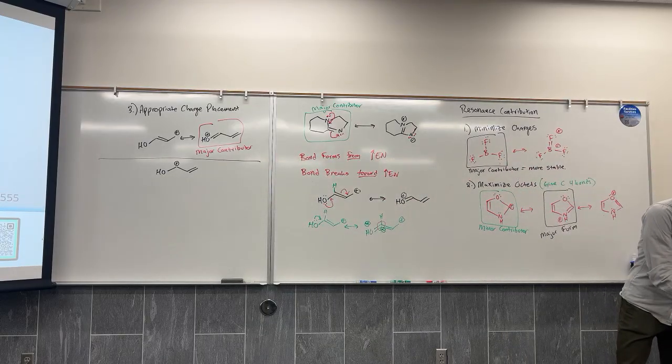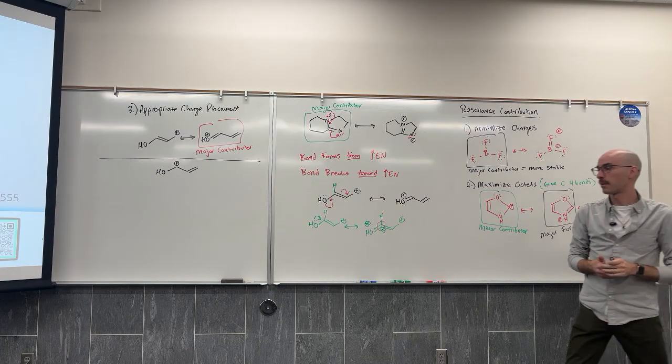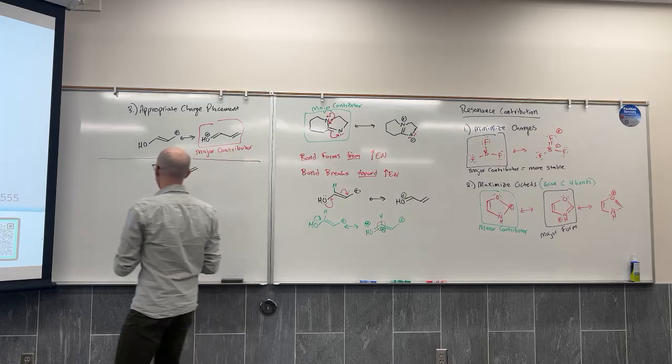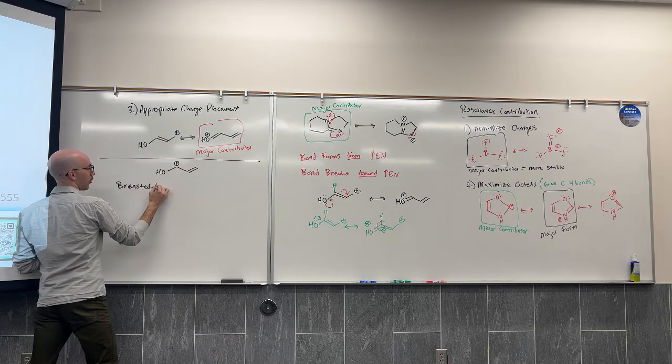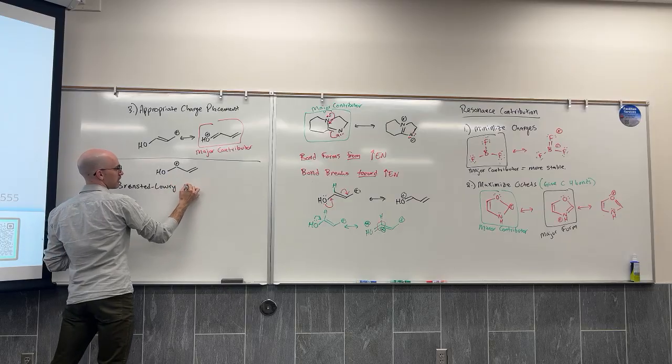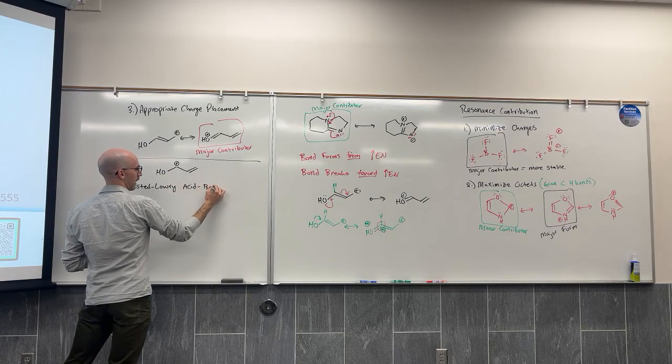All right, we got a lot to move on to. We're going to talk about resonance more, but the next thing to talk about is acids and bases. And the first type, a review for us, is Bronsted-Lowry acid-base.